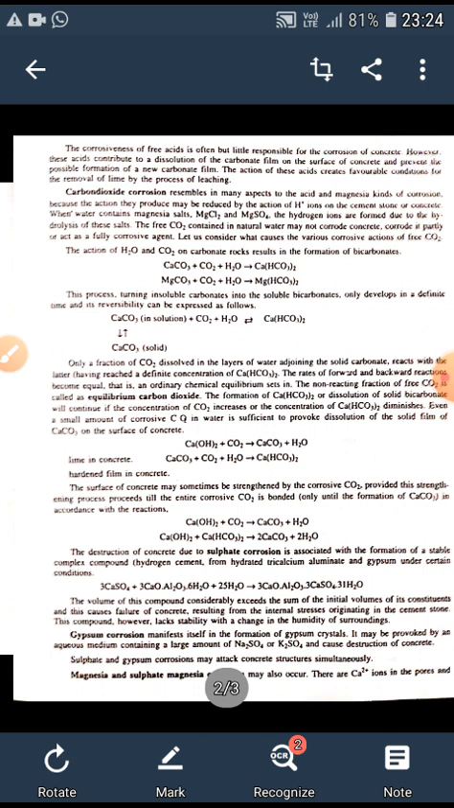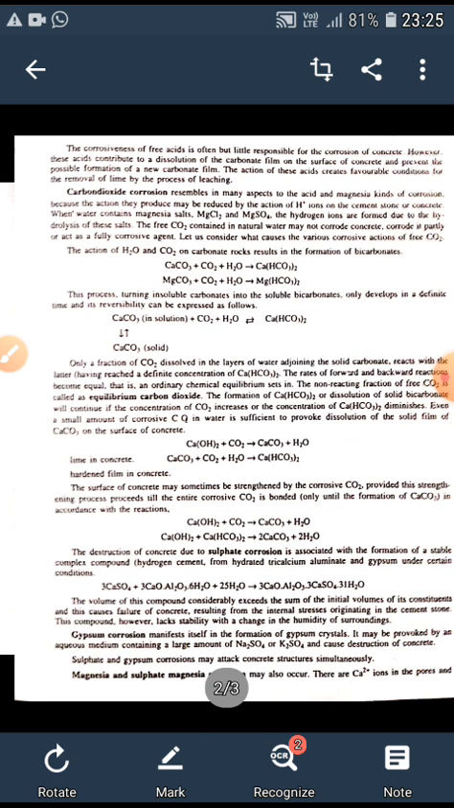Only a fraction of carbon dioxide dissolved in the layers of water adjoining the solid carbonate reacts with the latter. The rates of forward and backward reactions become equal, that is, an ordinary chemical equilibrium comes in motion. The non-reacting fraction of free carbon dioxide is called equilibrium carbon dioxide. The formation of calcium bicarbonate or dissolution of solid bicarbonate continues if the concentration of carbon dioxide increases or the concentration of calcium bicarbonate diminishes.